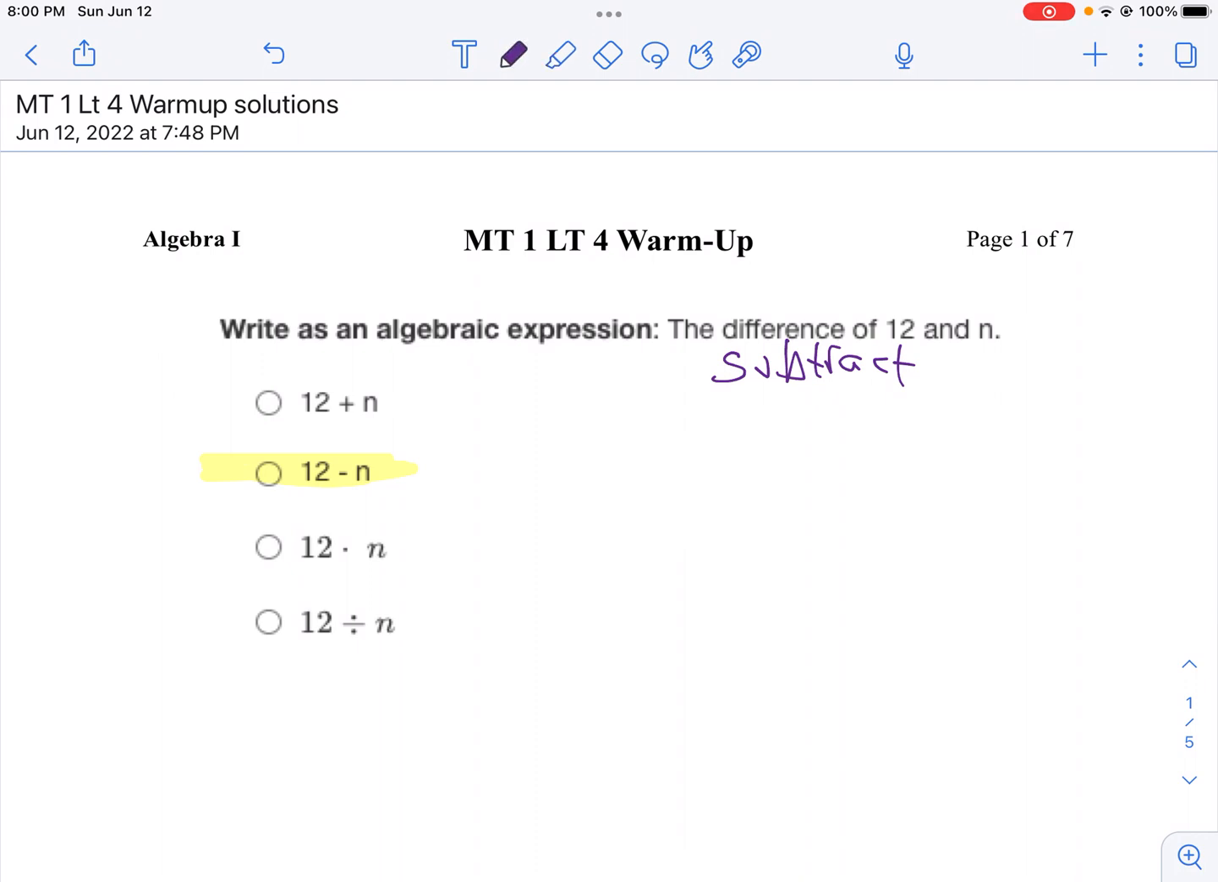Now, the first one, we would have used the word sum, because that's the answer to an addition problem. The third one would have been product. And the fourth one would have been quotient, if we want to use those terms, or at least possible terms for those.